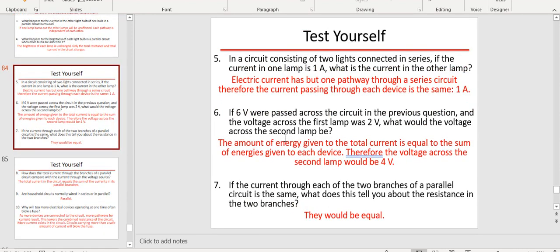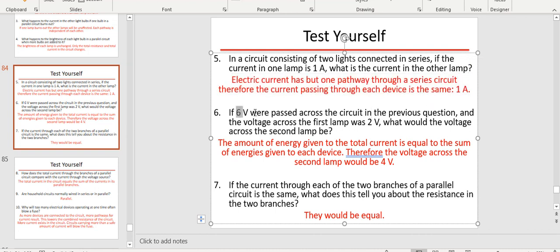In a circuit consisting of two lights connected in series, if the current in one lamp is 1 amp, what is the current in the other lamp? The electric current has but one pathway through a series circuit. The other lamp will be 1 amp.